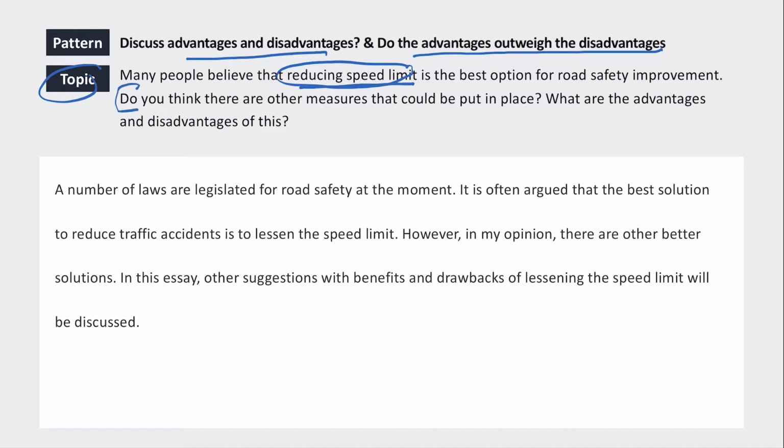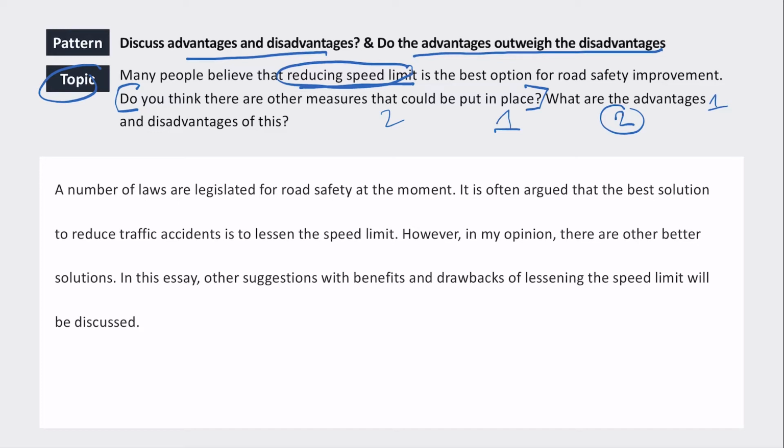Okay, so your body one is going to be, are there other things that we could do? And then your body two is going to be sort of weighing up the pros and cons. Or I suppose you could do pros and cons of reducing the speed limit first and then give your improved suggestions for what else could be implemented. Okay, so it's pretty flexible structure. I think in South Korea, especially in Seoul, big topic, reducing the speed limit and traffic.